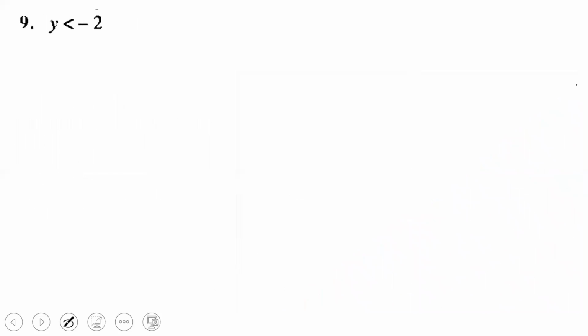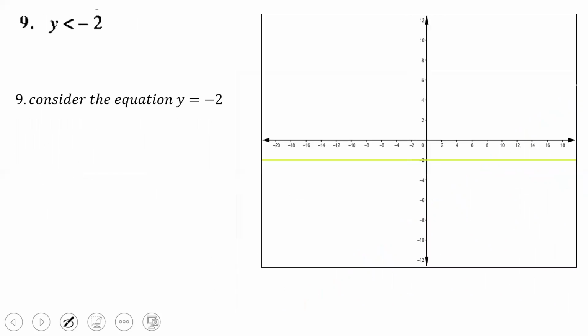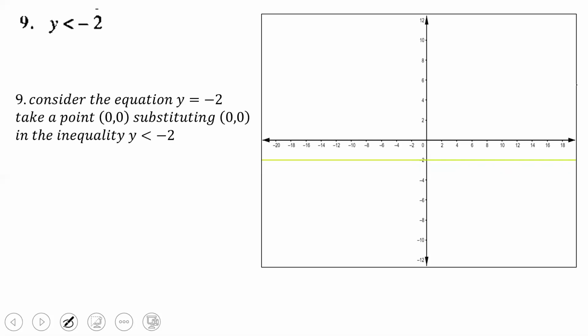y less than minus 2. In place of this inequality, if we consider the equation, you will find the equation is given by y equals minus 2. Now if we want to draw the line y equals minus 2, it will look like that. Now y is less than minus 2. So if we consider the point (0, 0) and substitute the value, 0 is less than minus 2. Is it true? I don't think it is true. This is false, since 0 is always greater than minus 2.